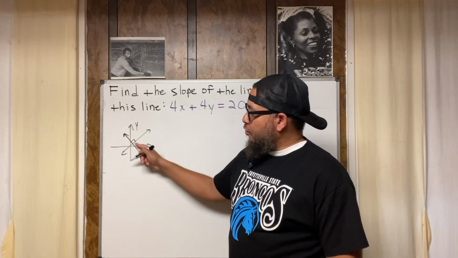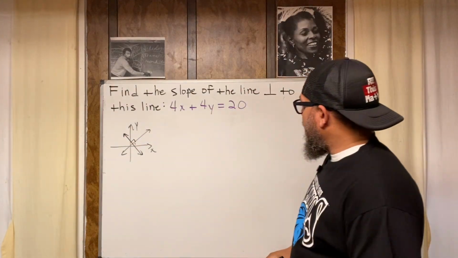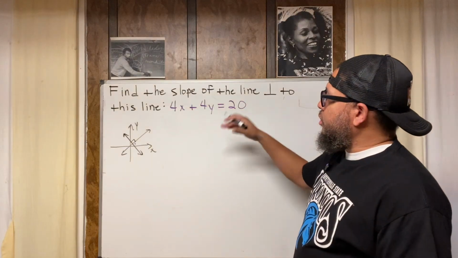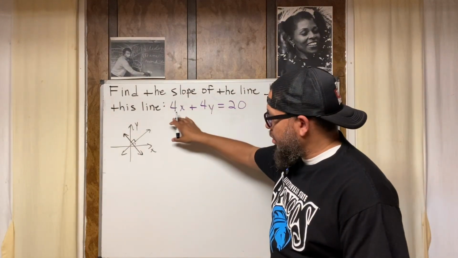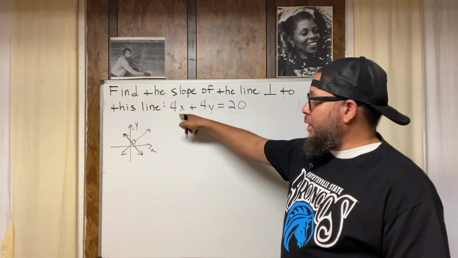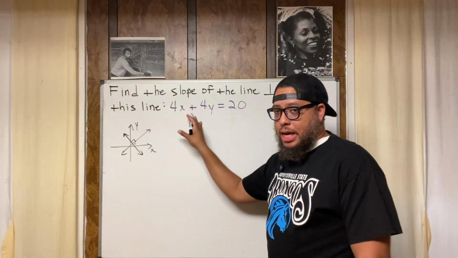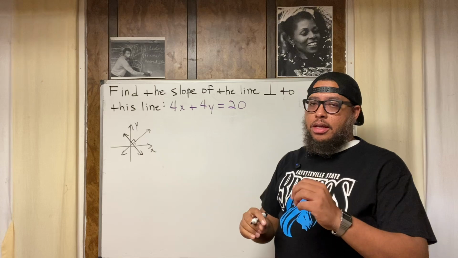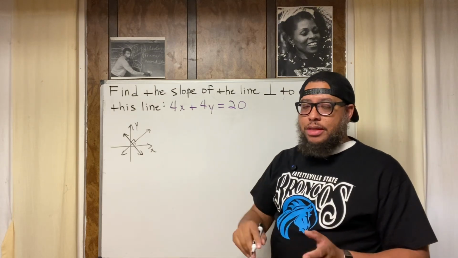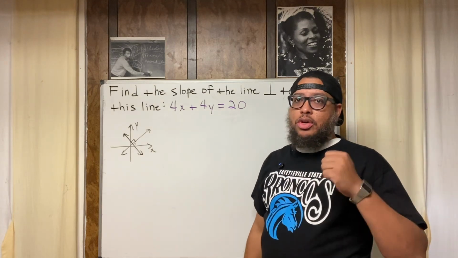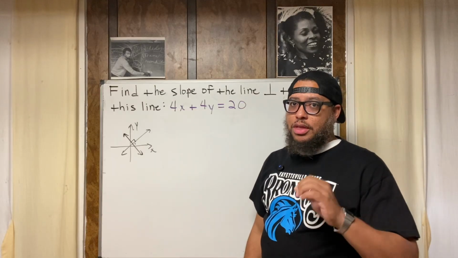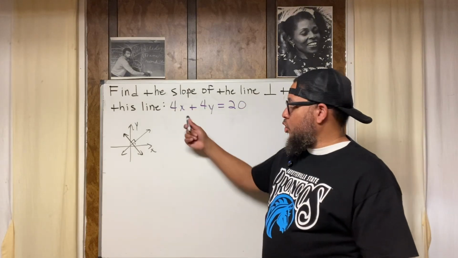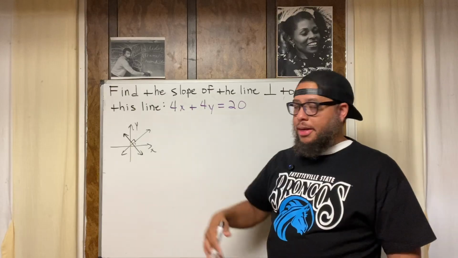Perpendicular lines, right? And they form a 90 degree angle. All right, so when you want to find the slope of the line that's perpendicular to this line, first you got to find the slope of this line. So you find the slope of this line, and then it's a two-step process to find the slope of the perpendicular line. You have to find the negative reciprocal of the slope of this line. And I'm going to get into that in a minute.